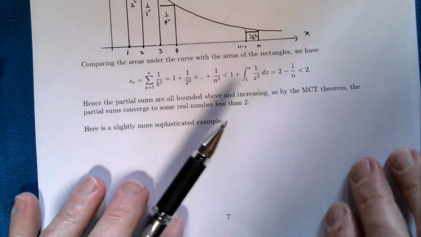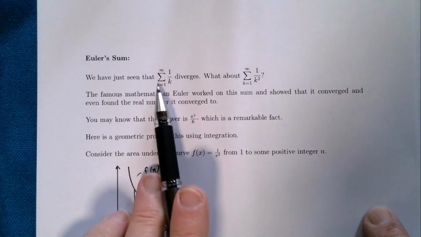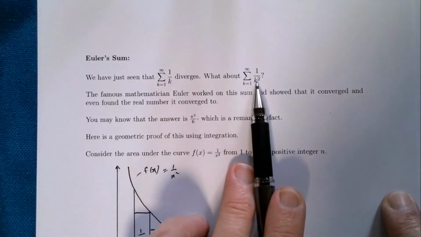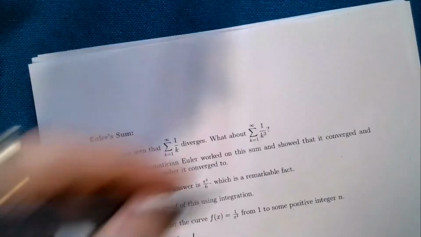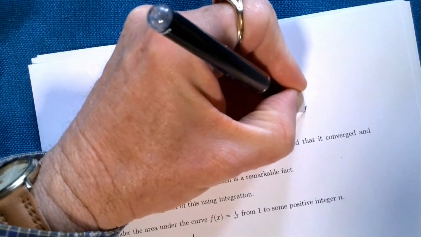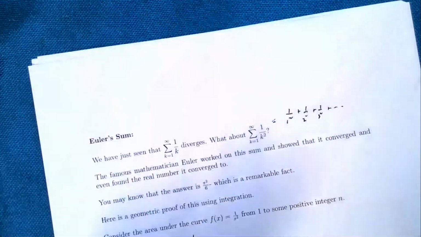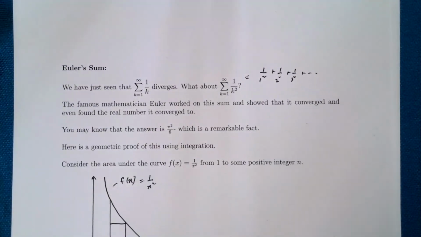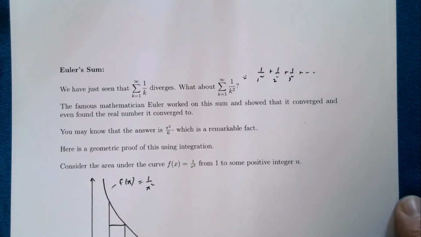Well, we've just seen that sigma 1 over k, this harmonic series, diverges. What about sigma 1 over k squared? What if I take the sums of the squares? Now, what does this look like? Well, this looks like 1 on 1 squared plus 1 on 2 squared plus 1 on 3 squared plus forever. So we now take the reciprocals of the squares and we add them all up. Can we make sense of this one?